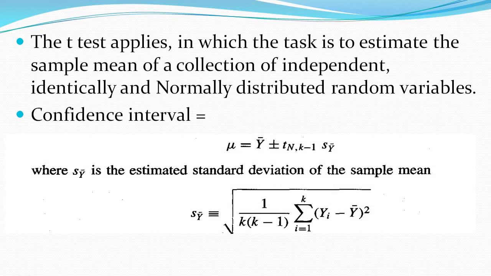To find the confidence interval, this is the formula. And we can find the standard deviation by using this type of formula. In that, what we already know, these are the y bar, how to calculate it, and this we can already tell you is the constant, and this is the standard deviation.